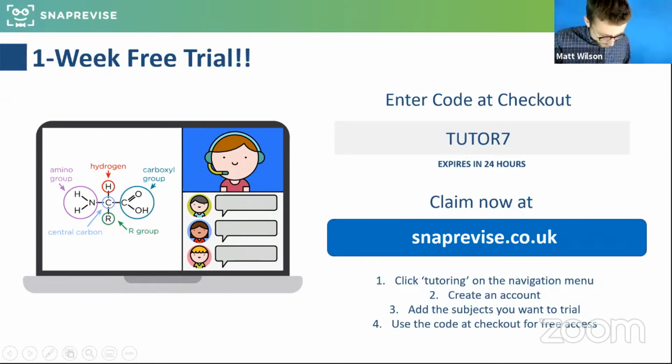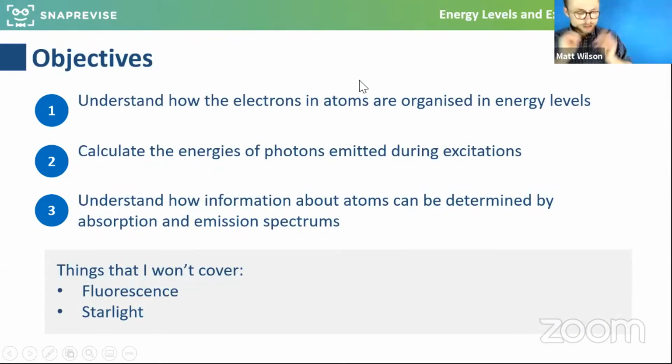Good, okay. So let's get ourselves started. Today, our objectives are to understand how electrons in atoms are organized in energy levels. This is key. This is essentially what defines the different atoms. We're going to calculate the energies of photons emitted during excitations. This is the key property that we can use to figure out which atoms we actually have in some kind of substance. We'll see that when we look at the absorption and emission spectra, which is part 3, although things will be spread out slightly differently during the session.